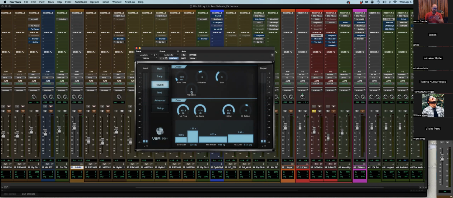Now I'm going to play around with the pre-delay and decide where do I want to place that vocal within that space.